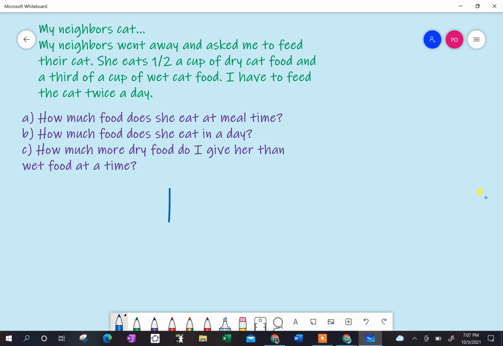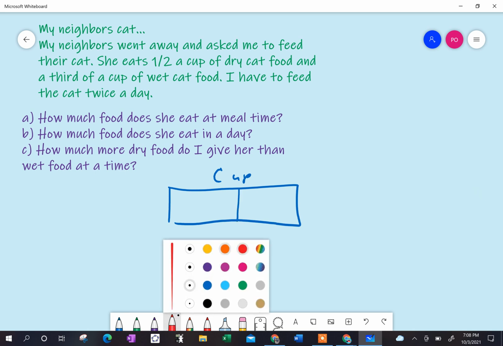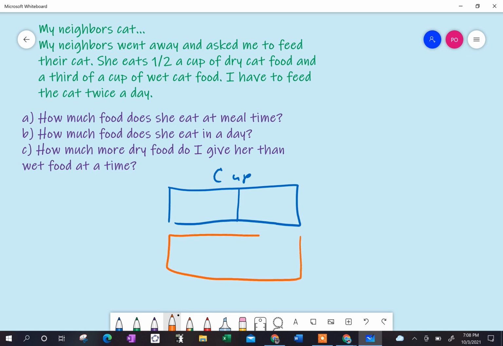Now, if you take a look at half a cup, if this is a full cup, then half would look like this. And if I want to take a look at a third of a cup, what I want you to notice is I'm going to draw a bar that's the same size, but I'm going to cut it into thirds. So this is how much she eats. She eats a third of a cup of wet cat food and half a cup of dry cat food.